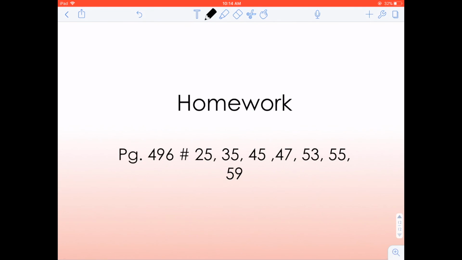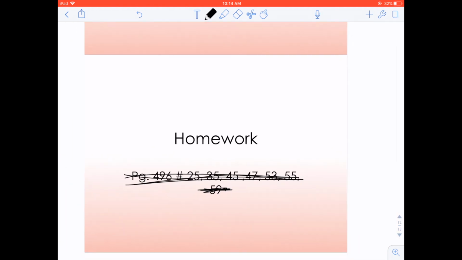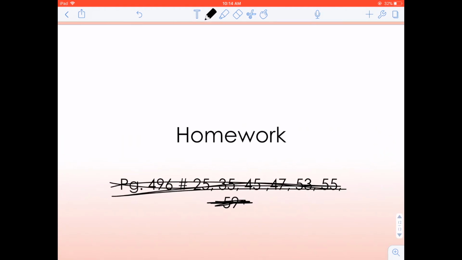Okay, again, double check your homework on the site because I made less problems for you. You have a worksheet to do with a partner, and you're done for the day. All right, good work.